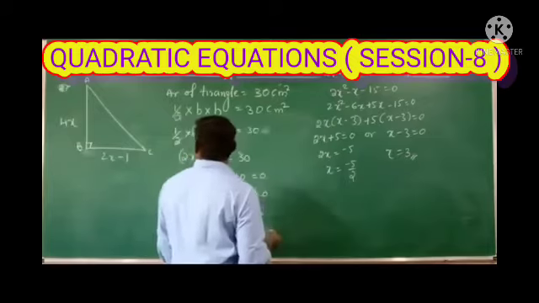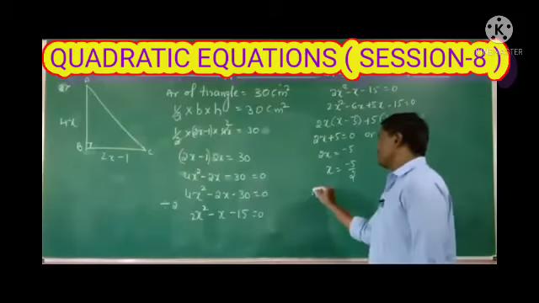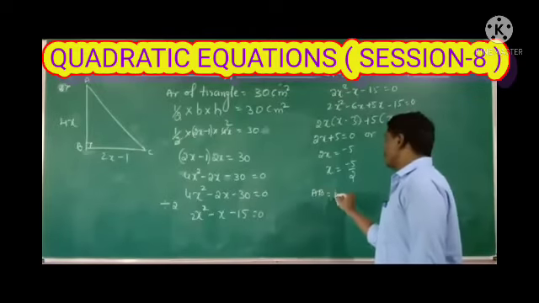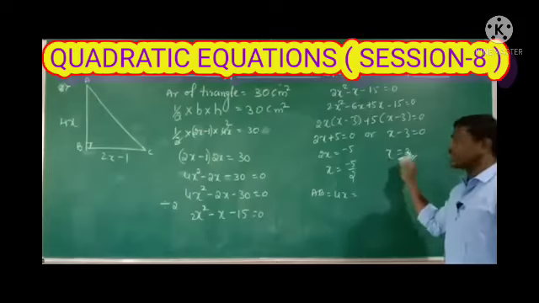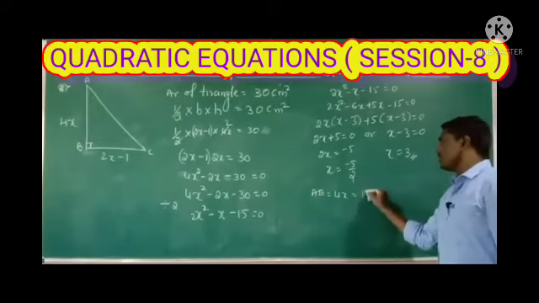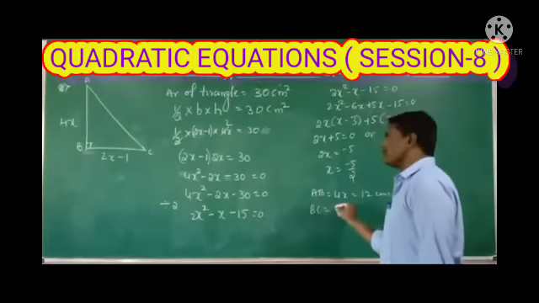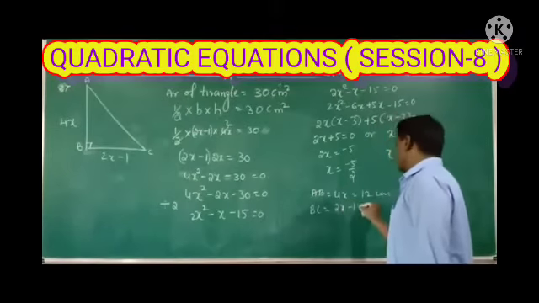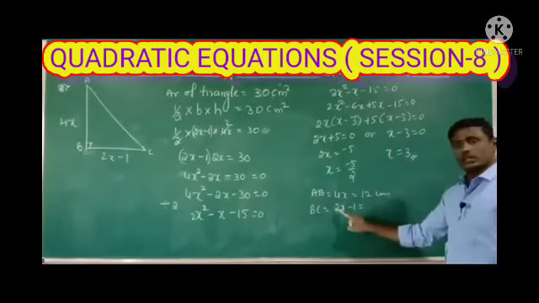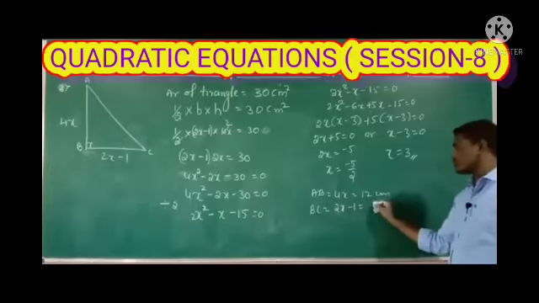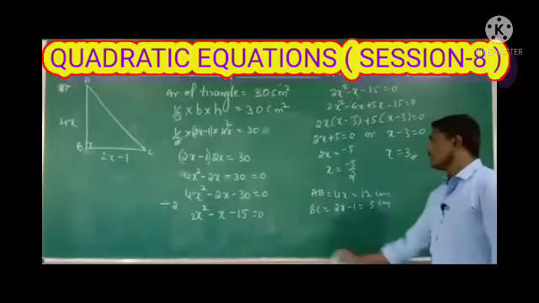Now find the lengths of the sides. What are the lengths? First one, AB is equal to 4x. 3 times 4 is 12 centimeter. Second one, BC is equal to 2x minus 1. So x value is here 3. 3 twos are 6. 6 minus 1 is 5 centimeter. So what about the AC?